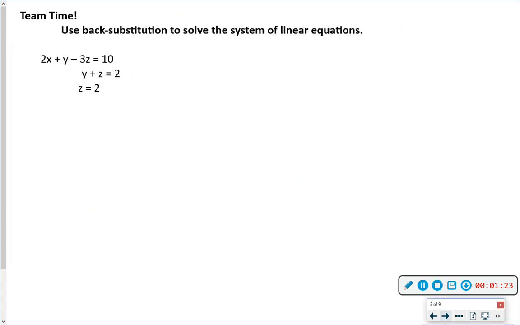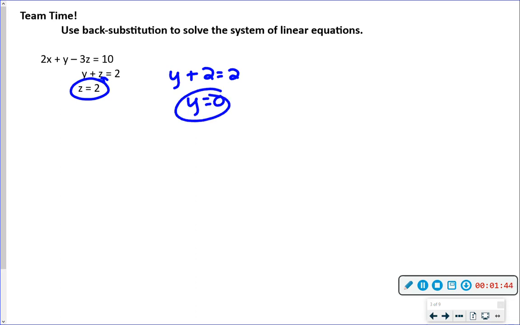All right, you're up. Try this one. Use back substitution to solve it. You can see again, they gave you z. You should be able to do y probably in your head, if I had to guess. Take a second, figure out what y is. Clearly y is going to have to be 0.